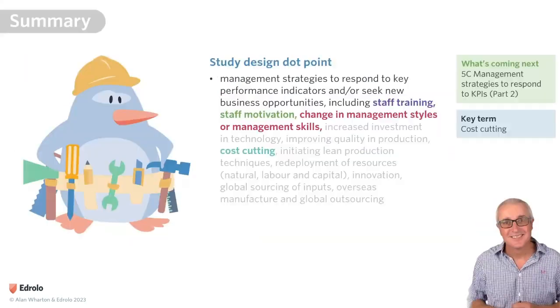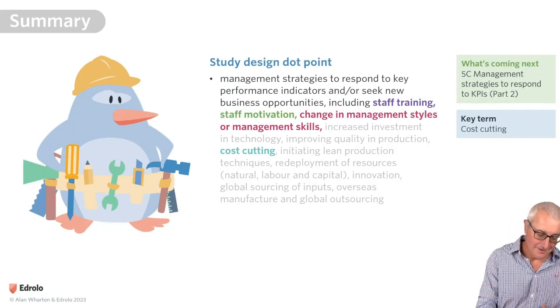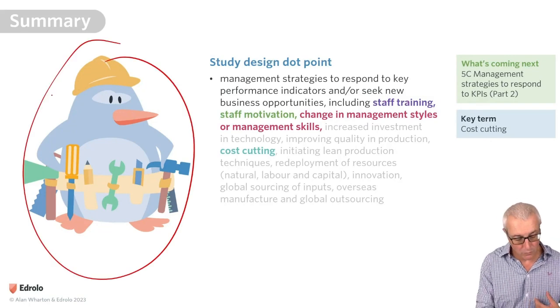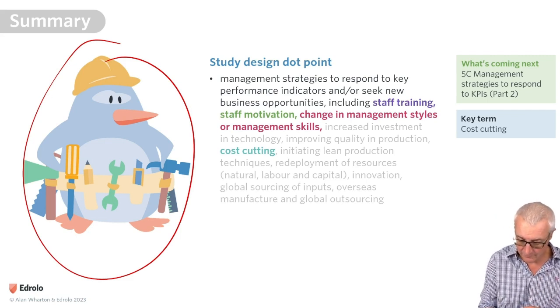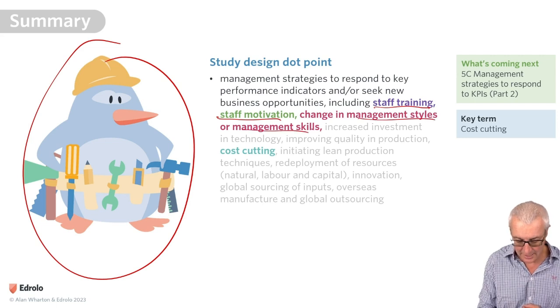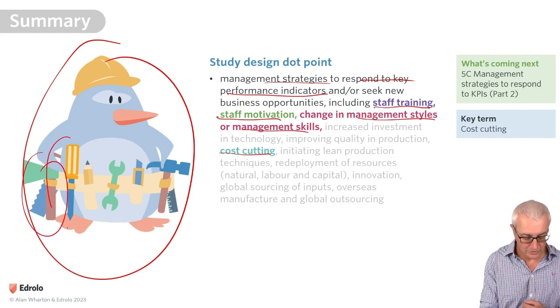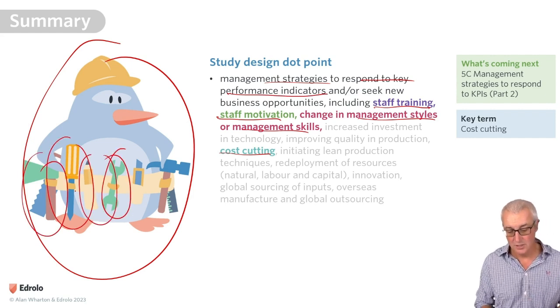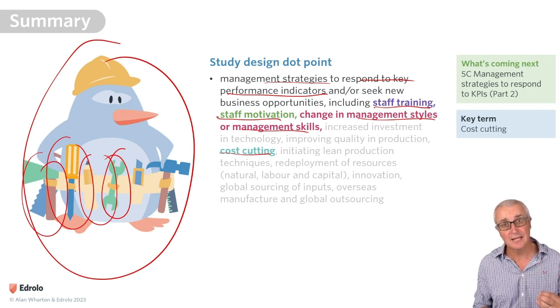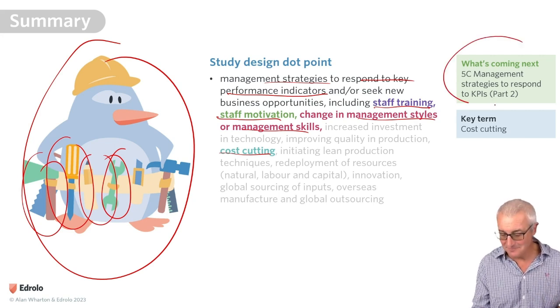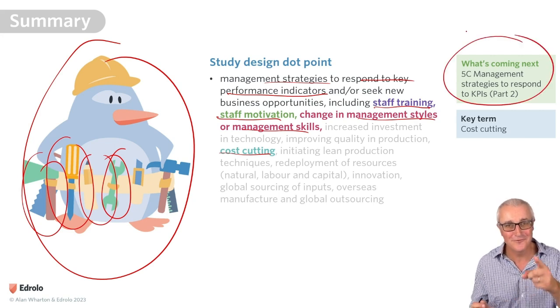Well done. So in summary, you can see here our trusted penguin with all of these strategies at play. Within this lesson, we've covered staff training, motivation, changing management styles and skills, and cost cutting as ways of responding to key performance indicators. So we've looked at a few tools, strategies that we can use to respond to these key performance indicators. And in our next lesson, we'll look at a whole bunch more. So I look forward to seeing you then.